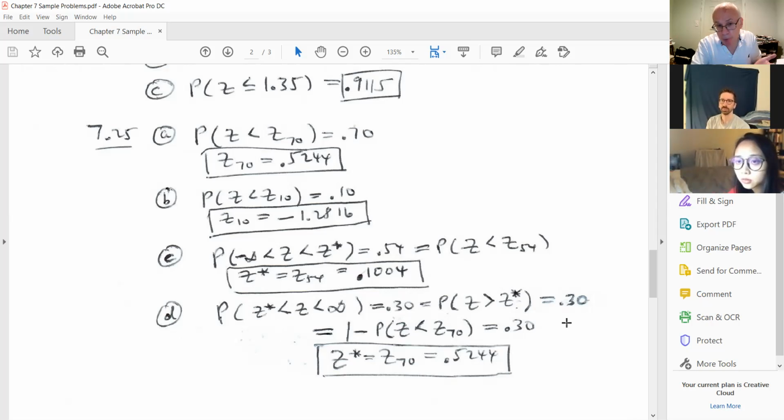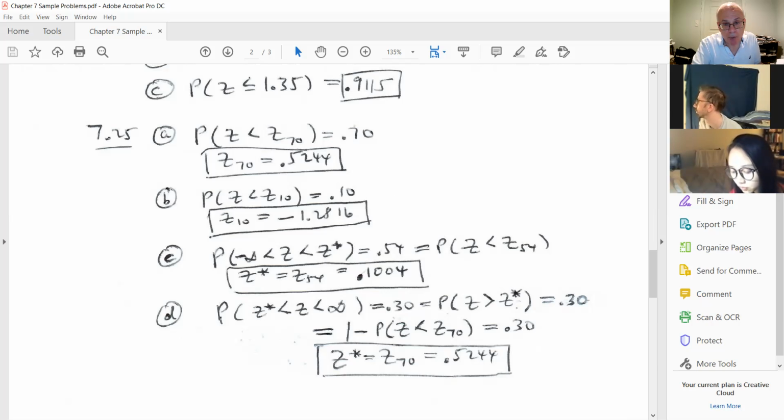Area to the left 70%, and that's the same thing as A. The answers for A and D should be exactly the same value. The area to the right is 30%. That means it's the 70th percentile. And that's what A is asking for also, the 70th percentile. It's the same answer. Right? That's what it means. Okay.